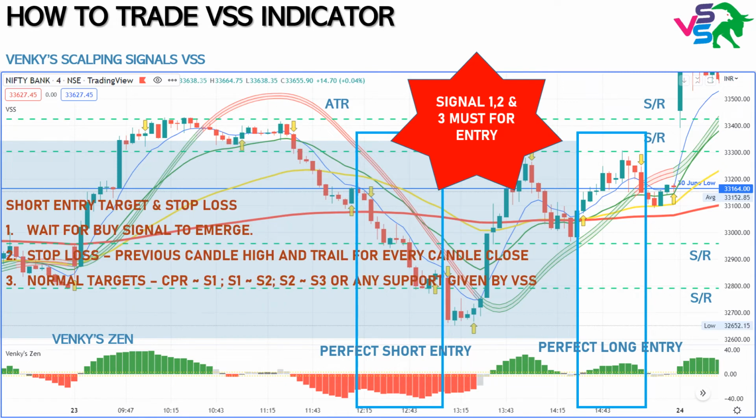Short entry target and stop loss. Wait for the buy signal to emerge. Stop loss is the previous candle high, and trail it for every candle close. Normal targets are CPR S1, S1 to S2, S2 to S3, or any support given by VSS. If all three signals are on your side and you have an entry, then relax and enjoy the ride till the CMP touches and closes a candle below the 8 EMA.